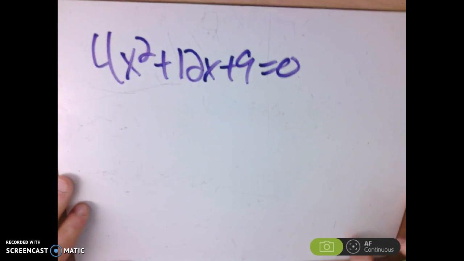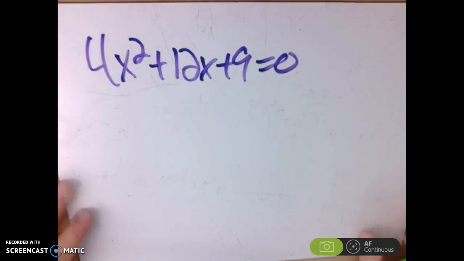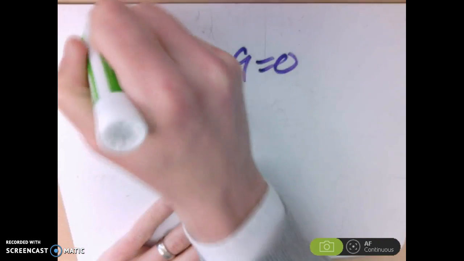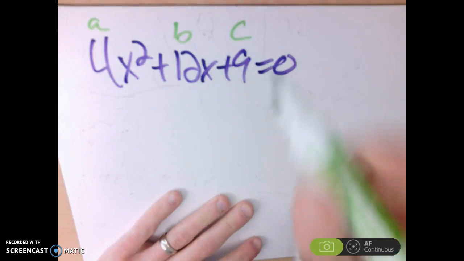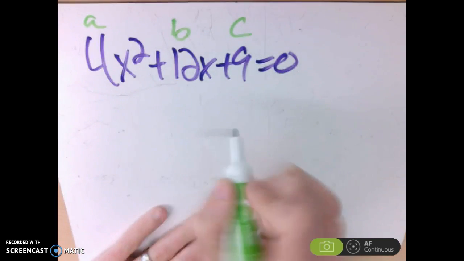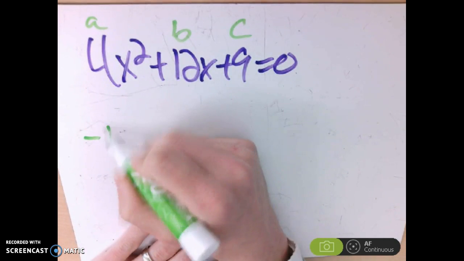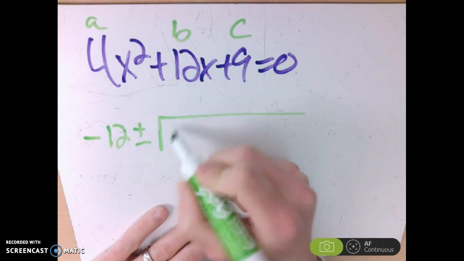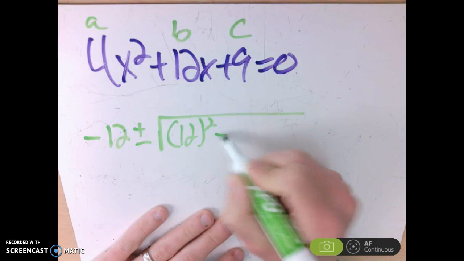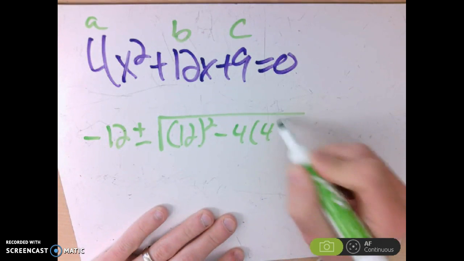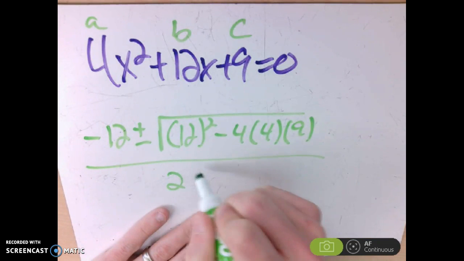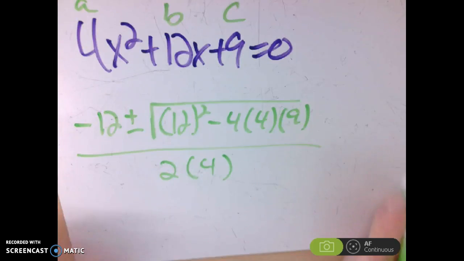My next problem is 4x squared plus 12x plus 9. So if I have 4x squared plus 12x plus 9, I have my a value, my b value, and my c value. So I'm going to do my quadratic formula again. Negative 12 plus or minus the square root of 12 squared minus 4 times 4 times 9 all over 2 times 4. So I'll take a pause and simplify and come back.